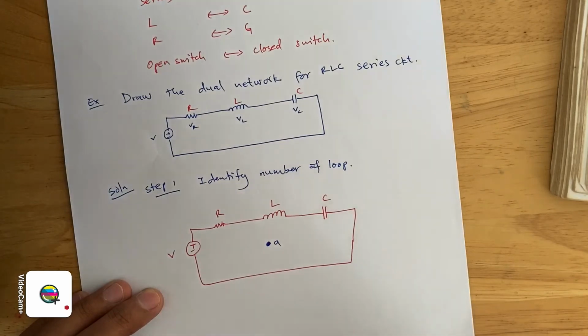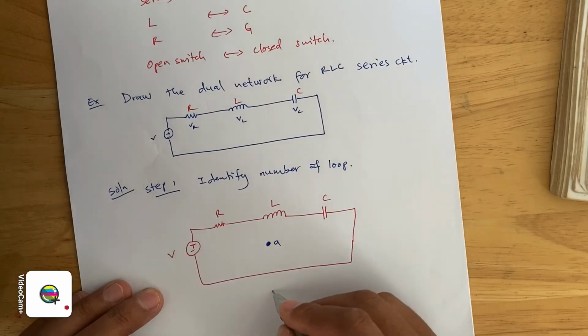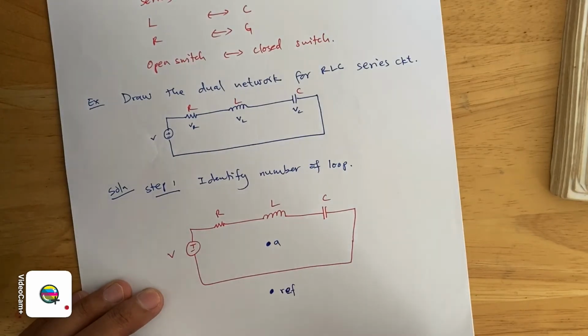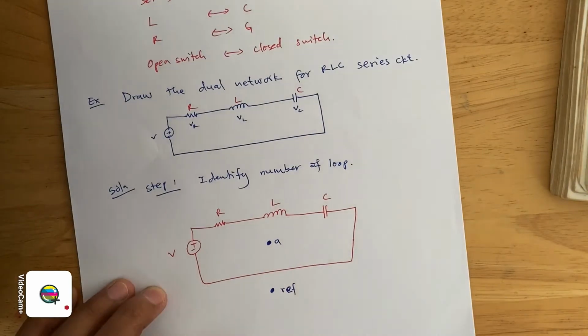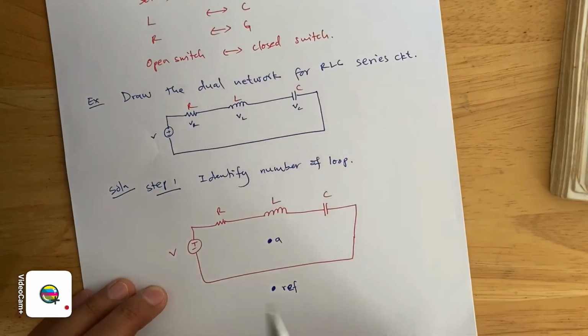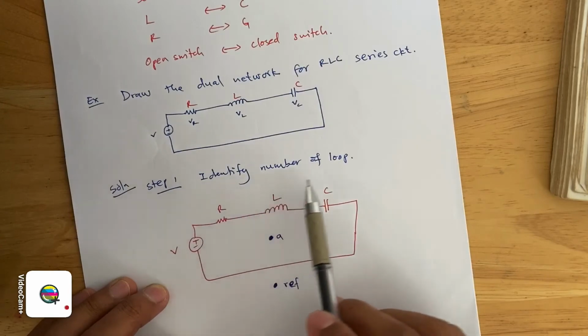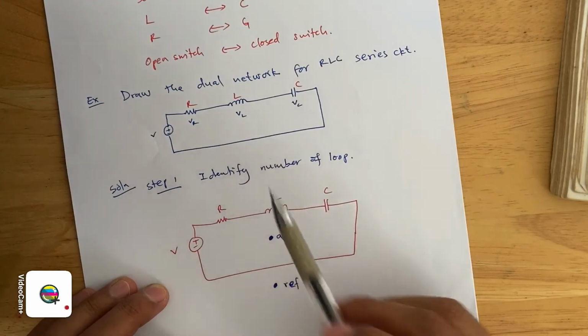Now one dot is placed outside the loop. This dot is also called a reference dot, and we are naming it the reference node. Now step 1, we have identified the number of loops. In this case we have only one loop.